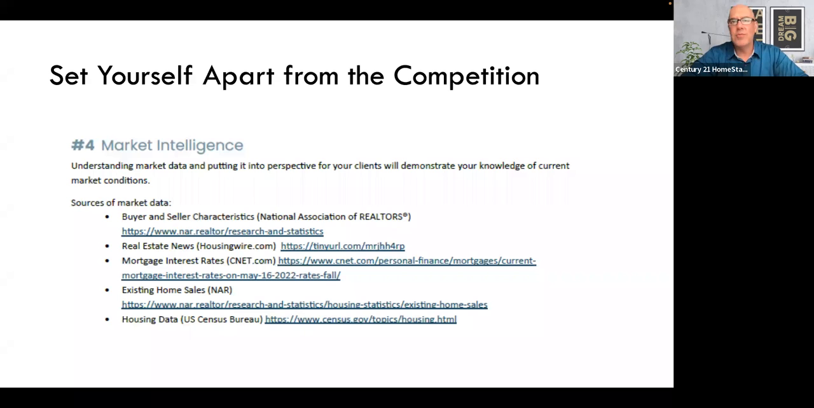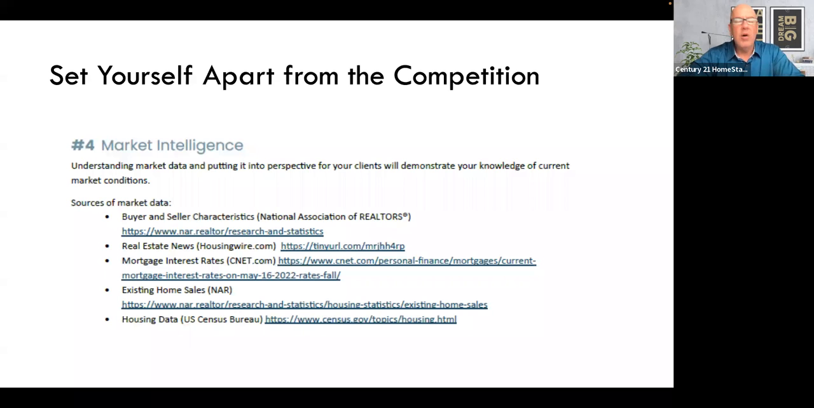So NAR.realtor is a great website. I think it's still going to the same location. It used to be NAR.org, but I think this is the new web address. So if I've given you the old web address, this should be the new one.